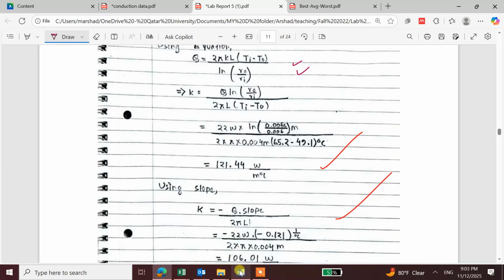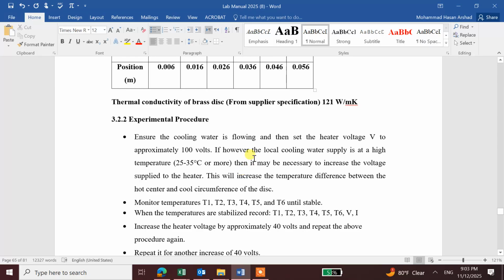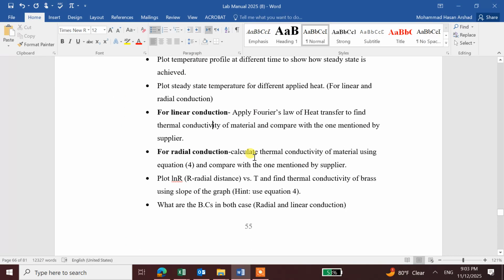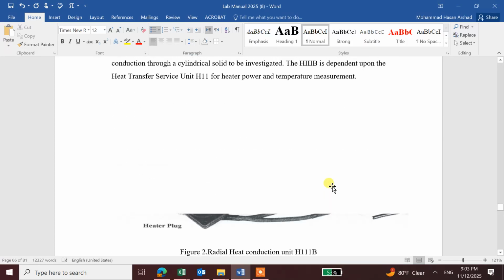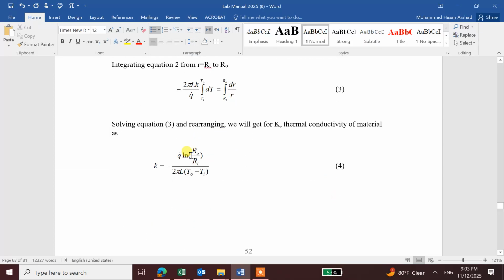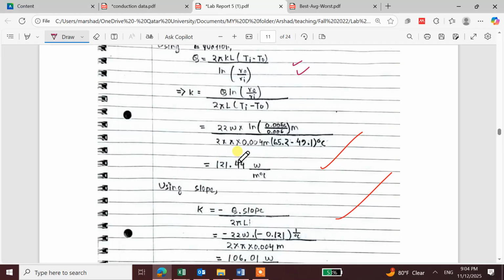And now what else do we have as a requirement? Plot ln r. This is for radial data also. ln r versus temperature. Find the thermal conductivity of brass. So ln r versus temperature, what does it mean? If you look at this equation, ln r, then if you expand this, ln r minus ln ri, so you will have basically Q ln r equal 2 pi LK, right?